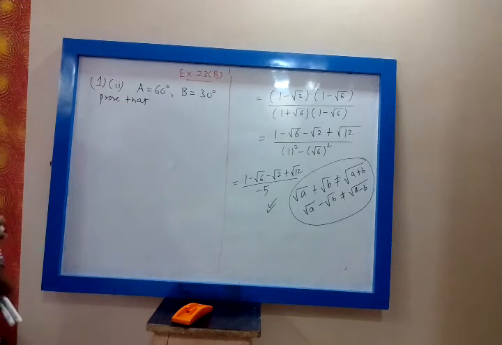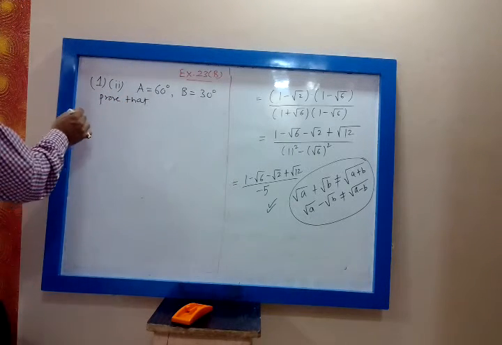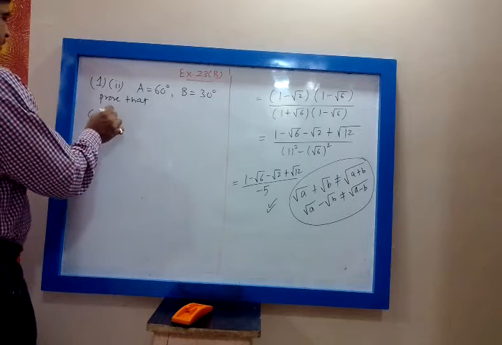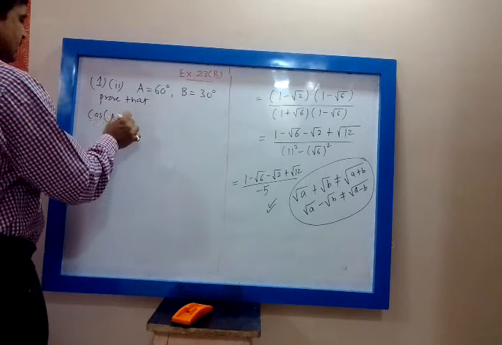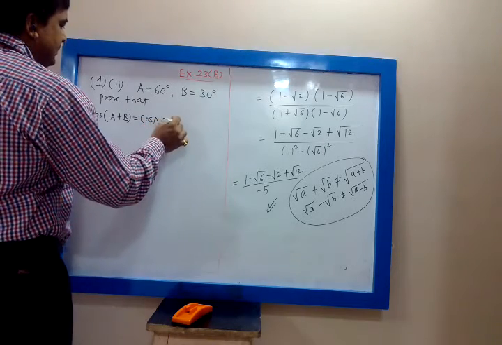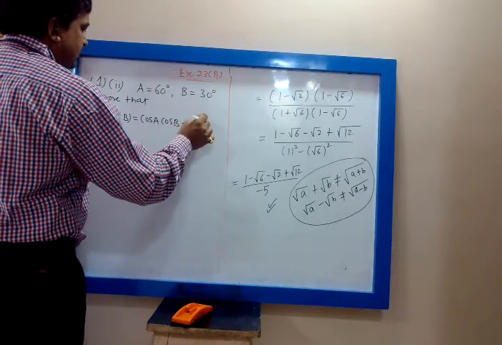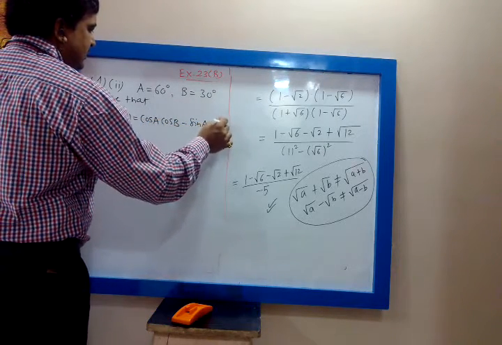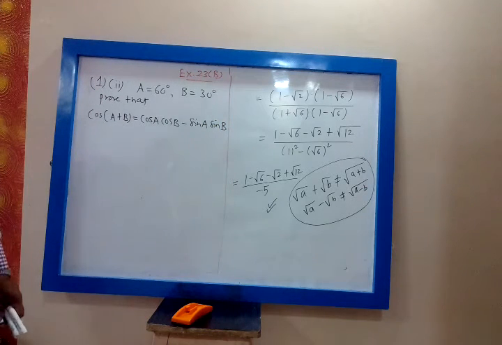First is homework. Prove that cos(A+B) is cos A cos B minus sin A sin B. Cos A cos B minus sin A sin B. Prove that cos(A+B) is cos A cos B minus sin A sin B.